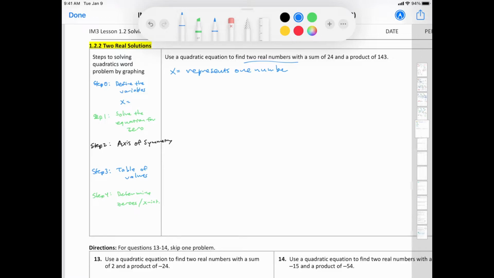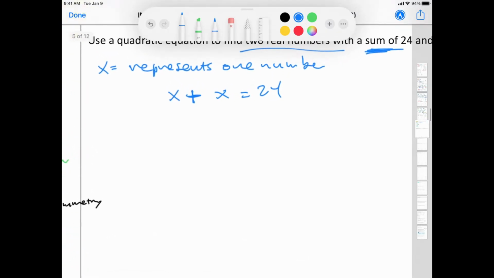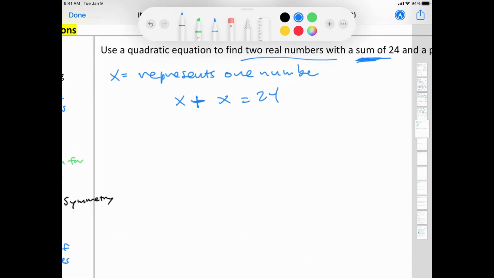So how do I get this second number? The sum of these 2 numbers, so x plus the second number. Sum means plus, so you add them together, and it equals 24. Now, we're not quite sure that the numbers are the same, so you can call the second number something else, because if you said x plus x, we're inferring that they're both the same. So let me just call that y. So x represents one number and y represents the other number.